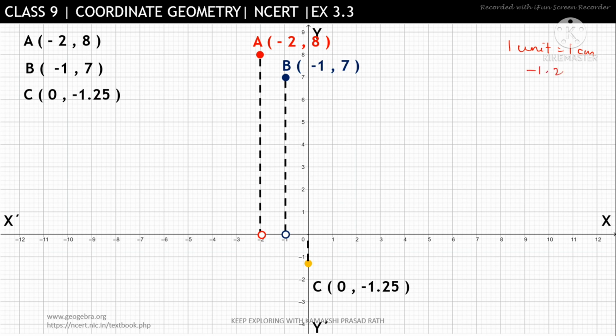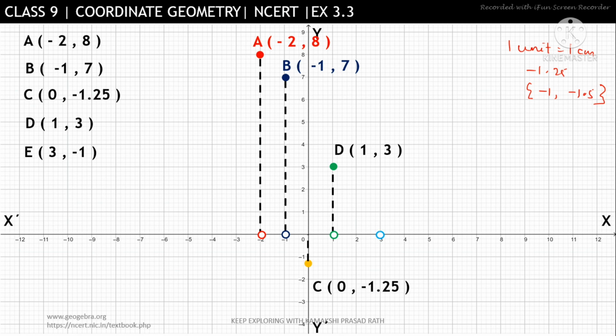So -1.25 will lie somewhere in between -1 and -1.5. We have to say where it lies. So along this, in between -1 and -1.5, we have to get a point, that is -1.25. The next point is D (1, 3). So 1 unit towards the positive x and 3 units towards the positive y, and we reach the point D (1, 3). And the last one, (3, -1). So 3 units towards the positive x-axis and -1, that is 1 unit towards the negative y-axis. So we get here the point E (3, -1).